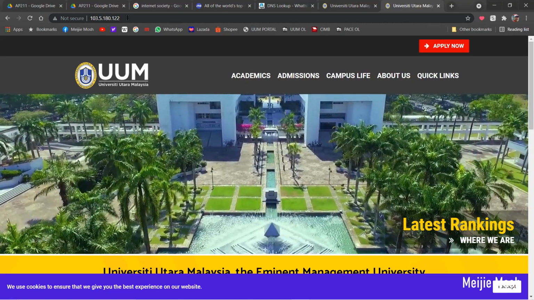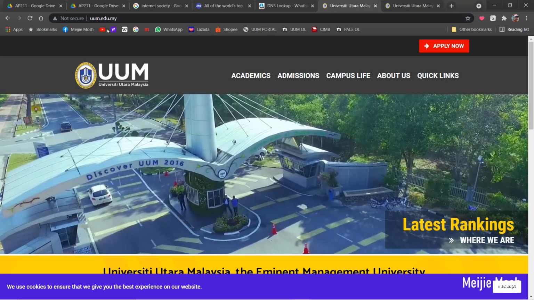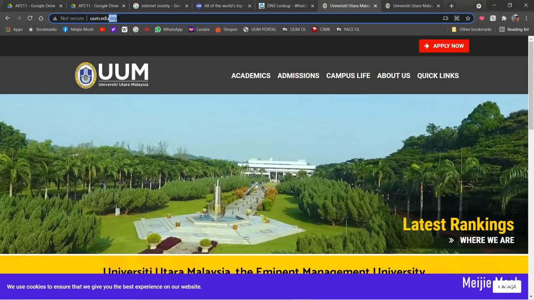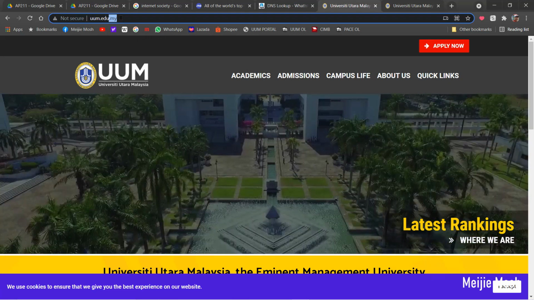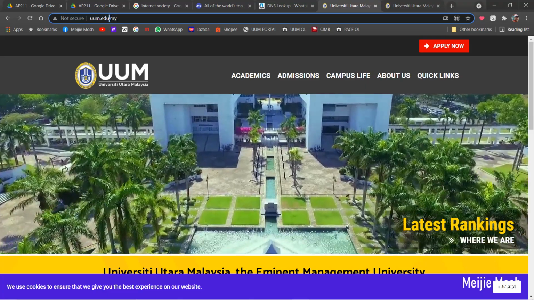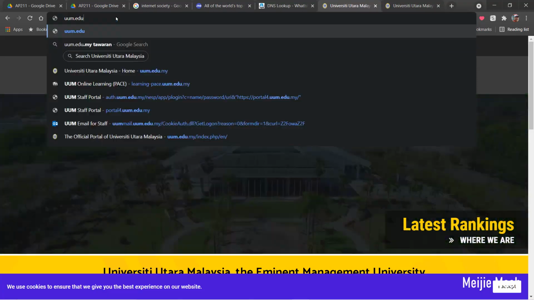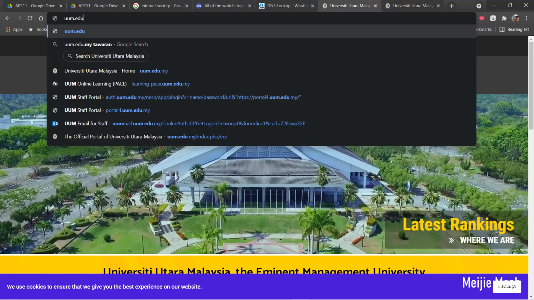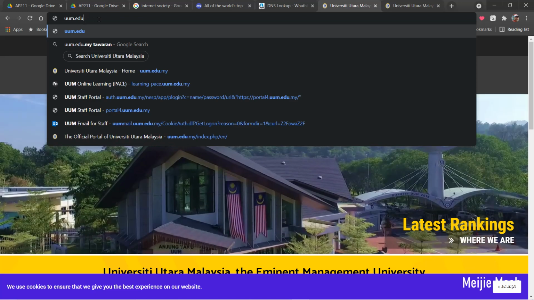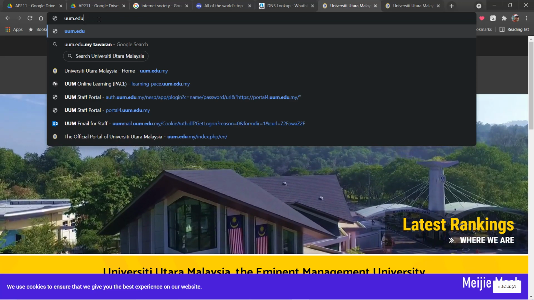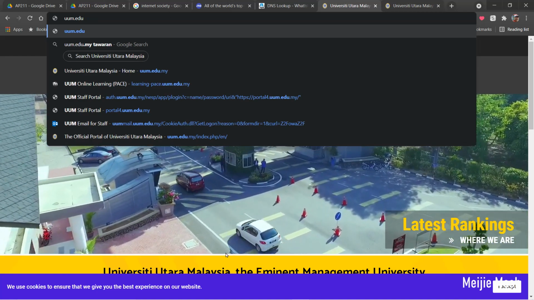So the suffix after the dot, dot .my over here, or dot .com or dot .edu, this is the country code. The edu over here is called the top level domain, and this suffix indicates the kind or the type of organization to which the host belongs.